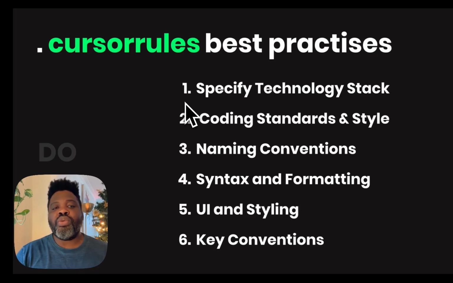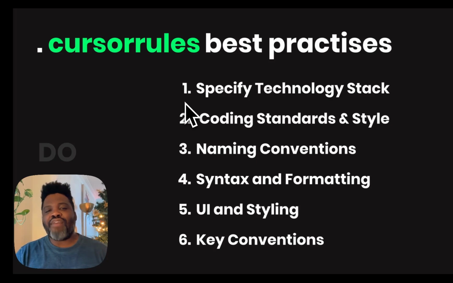Number 5, you want to make sure that you have rules for UI and styling. So for example, I often use Tailwind CSS and Shadcn UI, so I will specify that inside of it. This way, when I'm asking it to generate different components, I'm not ending up with a component that has a completely different look and style from what I am actually expecting. So adding that inside of your rules helps prevent that.